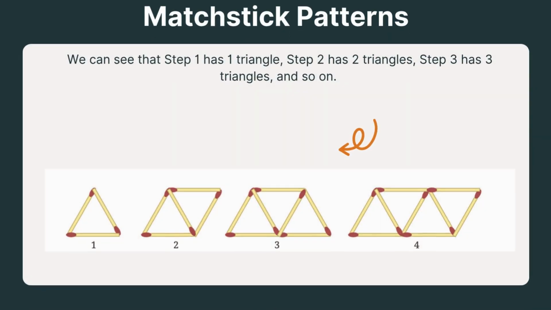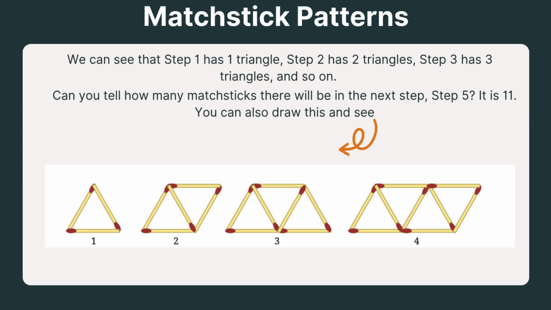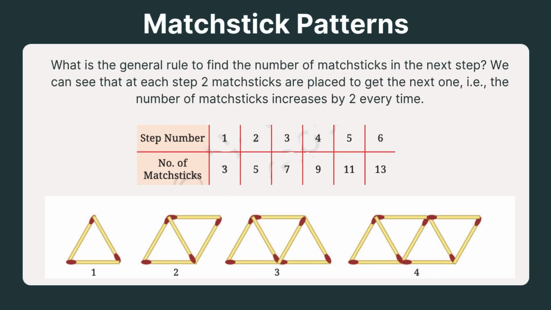It is a pattern using matchsticks. Can you identify what the pattern is? We can see that step 1 has one triangle, step 2 has two triangles, step 3 has three triangles, and so on. Can you tell how many matchsticks there will be in the next step, step 5? It is 11. You can also draw this and see. What is the general rule to find the number of matchsticks in the next step? We can see that at each step two matchsticks are placed to get the next one, that is, the number of matchsticks increases by 2 every time.